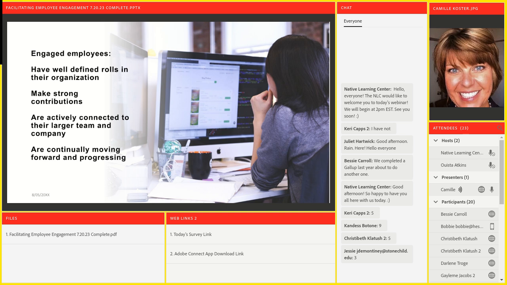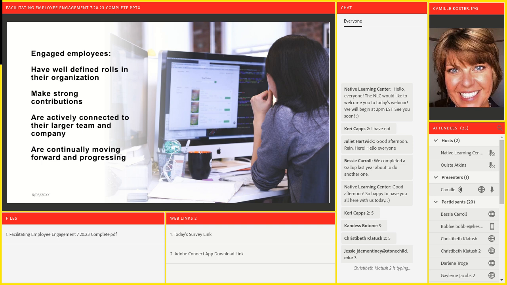So if you want to ensure that you can invite your employees into engagement, make sure that they know their role. Make sure that they know that you have individual goals that they're meeting, that they can get up and work towards those things every day rather than coming to work and just doing whatever comes their way.